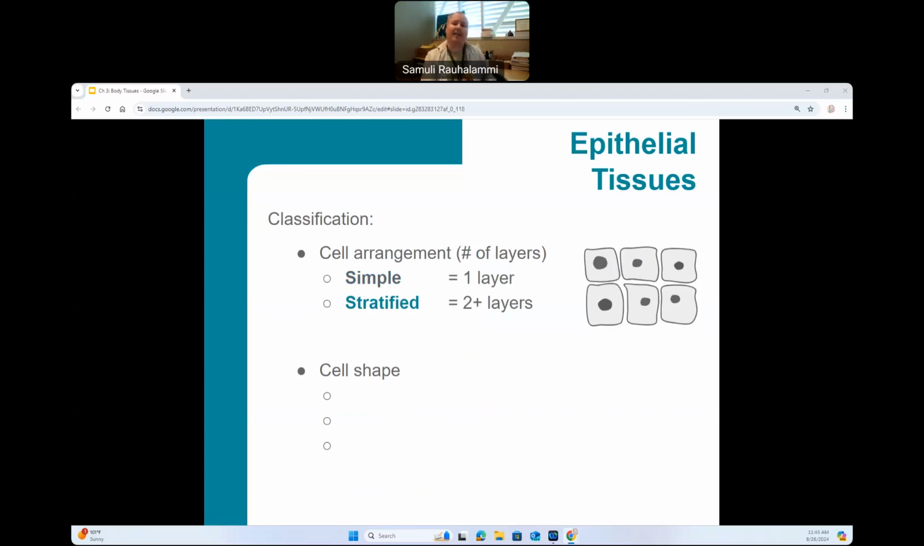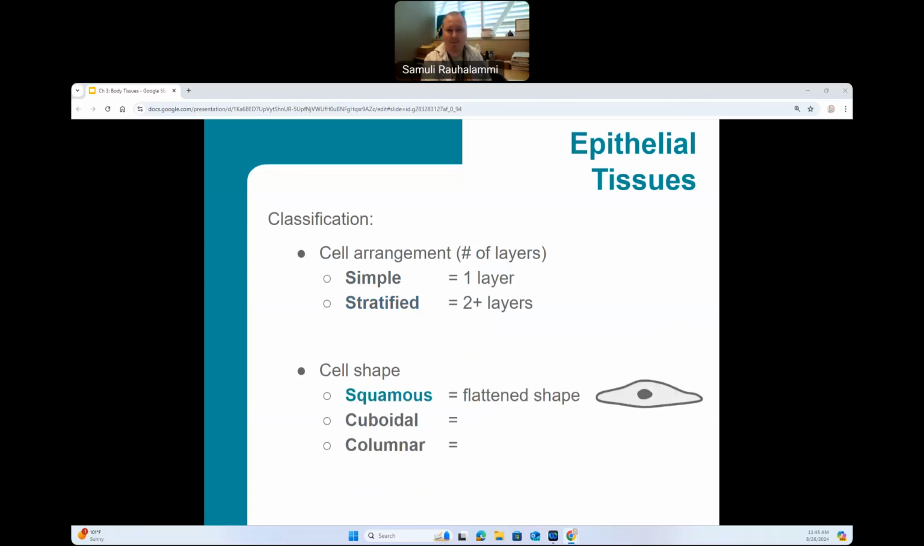We can also have stratified epithelial tissues. Here we have at least 2 cell layers, often much more than just 2. And these multiple layers enable very good durability for these tissues. So really protective functions are what we associate with these stratified epithelial tissues.